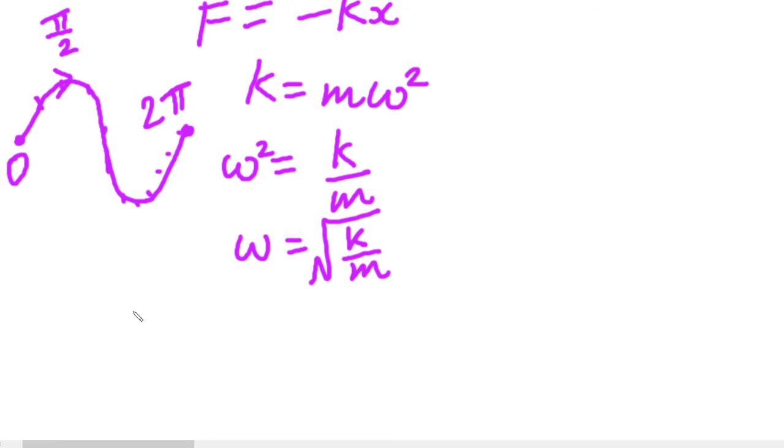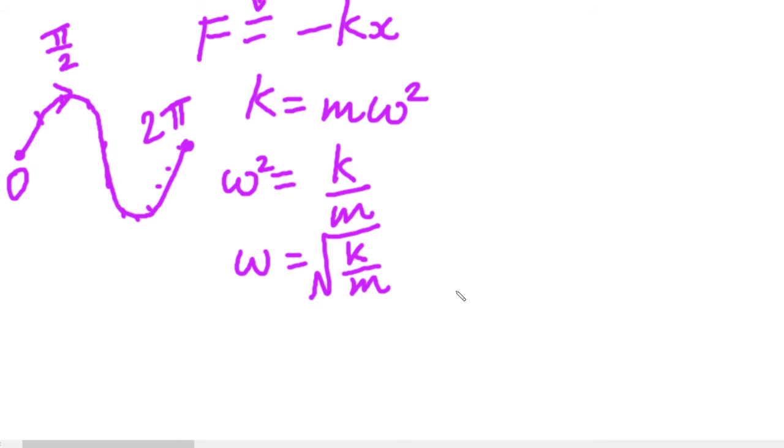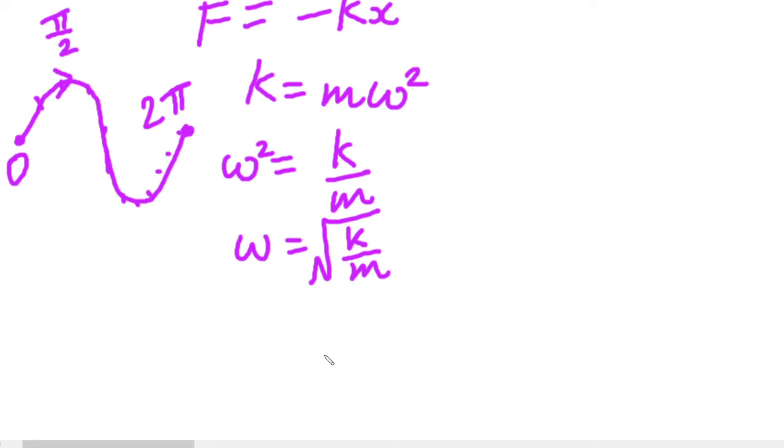So in this case, where k is the constant of proportionality between the restoring force and the displacement from the equilibrium position, omega is going to be equal to the square root of k over m, where m is the mass of the body in question.